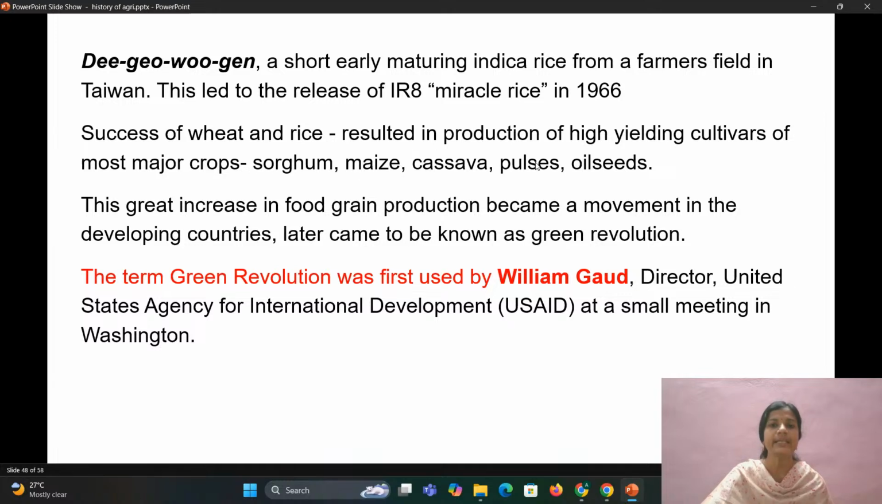So a similar increase was later followed in other millet crops, then in tuber crops, pulses, oil seeds, etc. But the major yield improvement was seen mainly in rice and wheat. So this great increase in food grain production became a movement in many developing countries, and it later came to be known as a revolution, known as Green Revolution. And this particular term, Green Revolution, was first used by William Gaud, Director of the United States Agency for International Development.